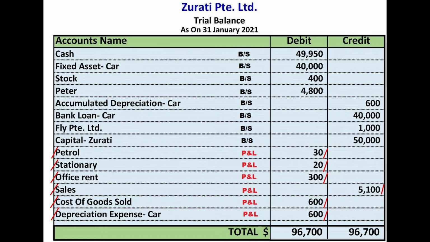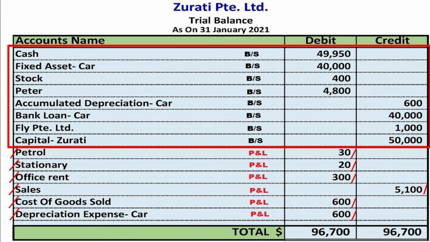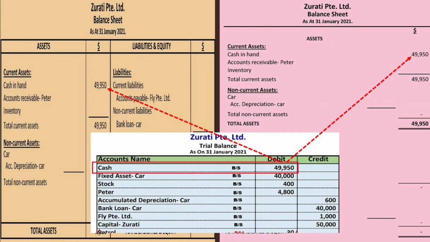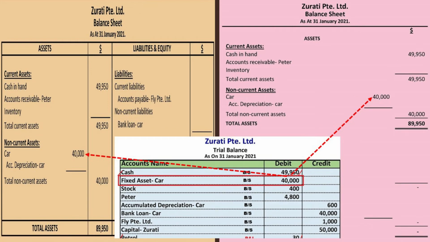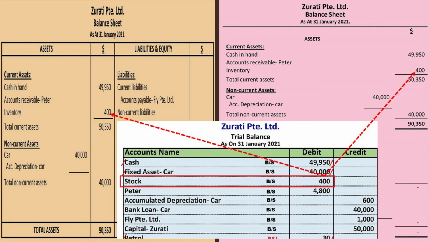Number 2. Use the same printed trial balance report which has been used in preparing the income statement. All P&L figures were already transferred while making the income statement. Now we focus on transferring all the BS figures to complete the balance sheet. Begin by transferring the cash figure $49,950 to current asset, followed by fixed asset car $40,000 to non-current asset. Next, transfer the stock amount $400 to the current asset component.